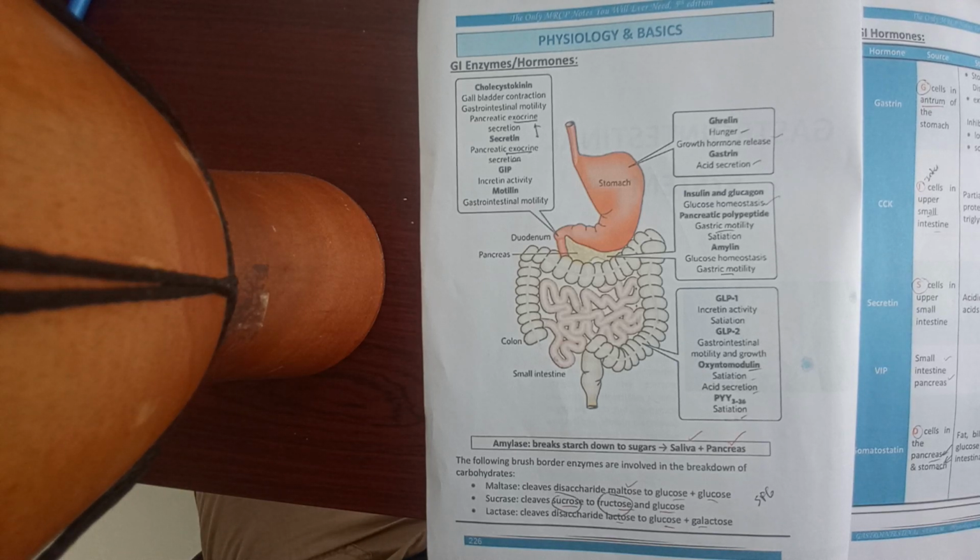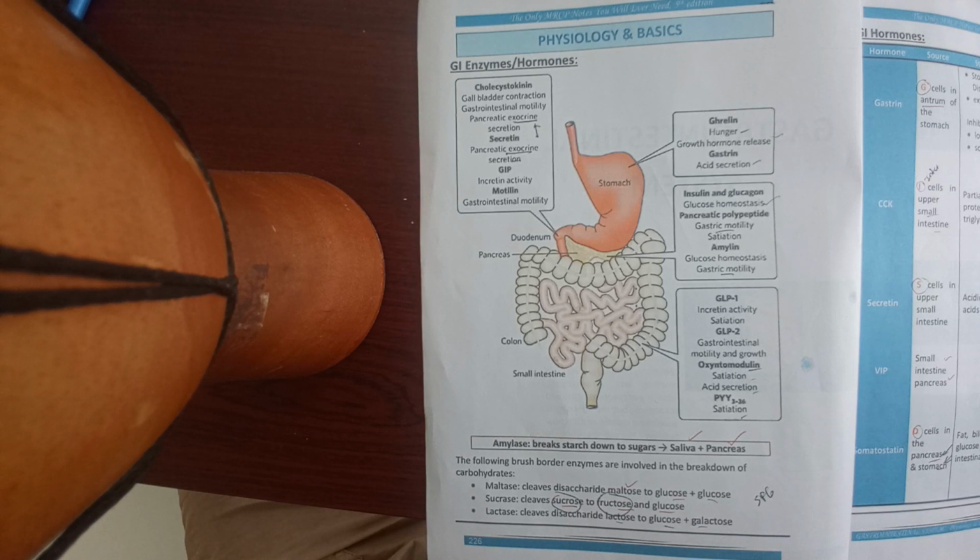Okay, this video is about gastroenterology. First, the physiology and basics in gastroenterology. The enzymes, GI enzymes or hormones like cholecystokinin. It causes gallbladder contraction, gastrointestinal motility, pancreatic exocrine secretion. Secretin is pancreatic exocrine secretion. Basically, it promotes the secretion of the pancreas.